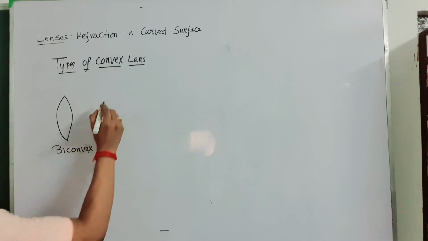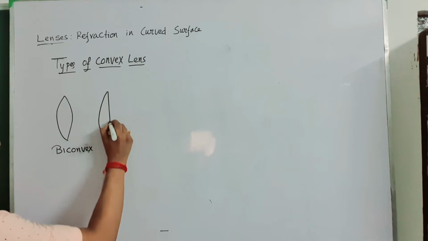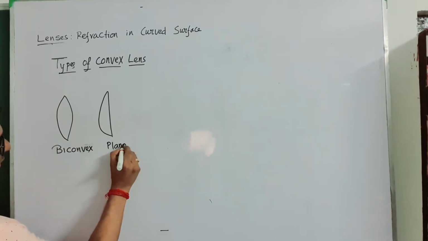Okay? If one of the surfaces is plane, then it will be called plano-convex lens.